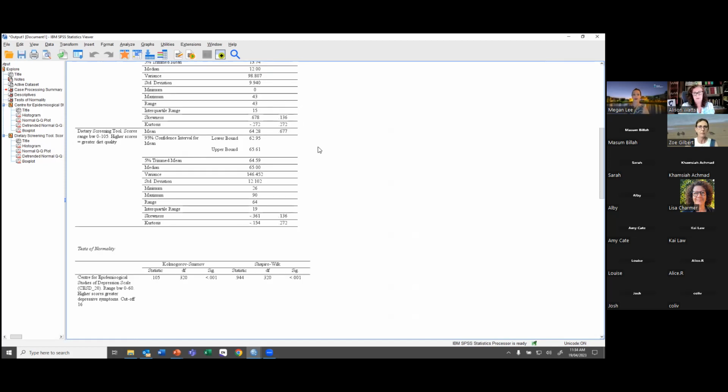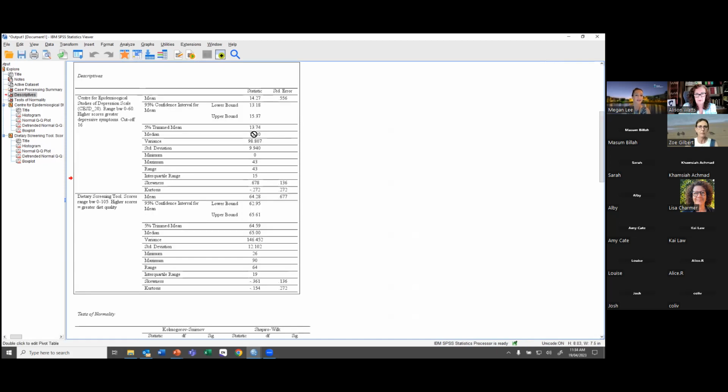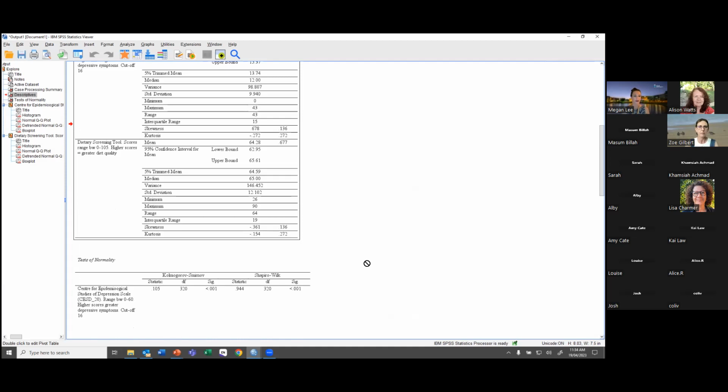Diet quality, the mean value is 64.28. The label over here tells us that scores range between 0 and 105 and that higher scores equals greater diet quality. Now that doesn't give us as much information as what this did because we don't know what 64.28 means in comparison to other data that have used this scale. So we'd have to go into the literature and have a look. Again, standard deviation of 12 is a lot smaller than a standard deviation of 10 to 14. So it shows that we have a bit of a tighter range of diet quality. So there's not as much range between the low and higher diet quality.